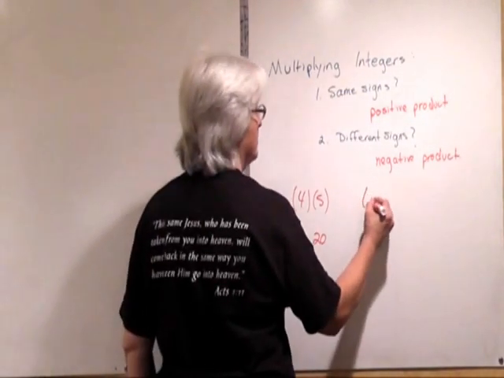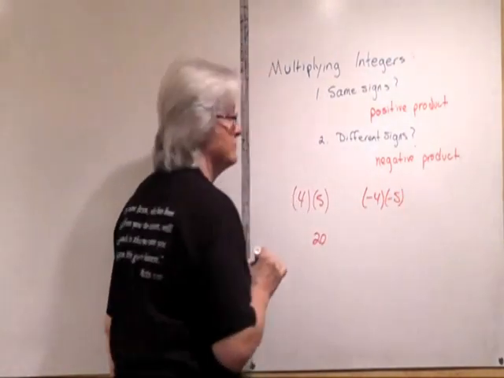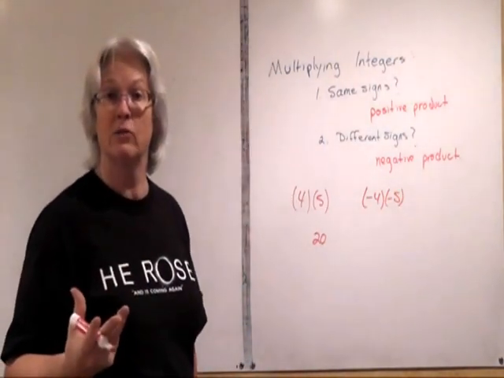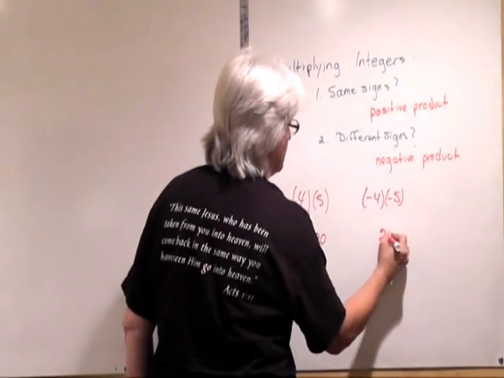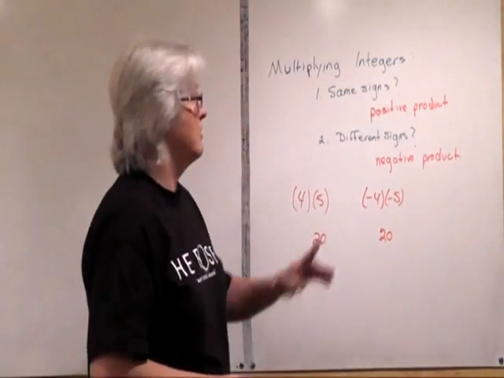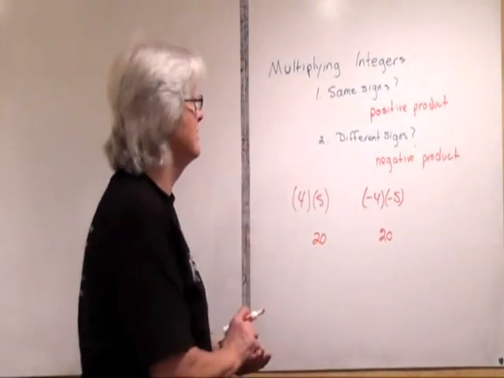Negative 4 times negative 5. Multiply them together, ignoring the signs. 4 times 5 is 20. Are the signs the same? Yeah, then your answer is positive.